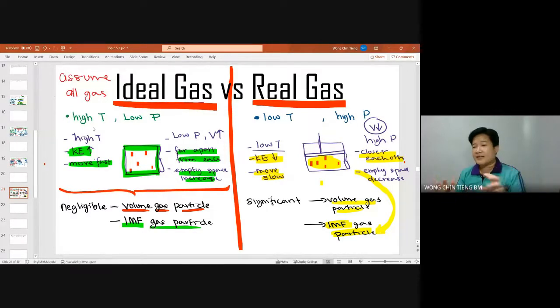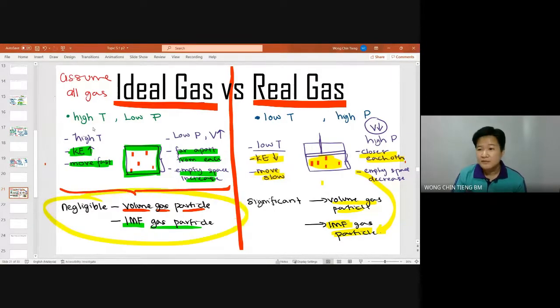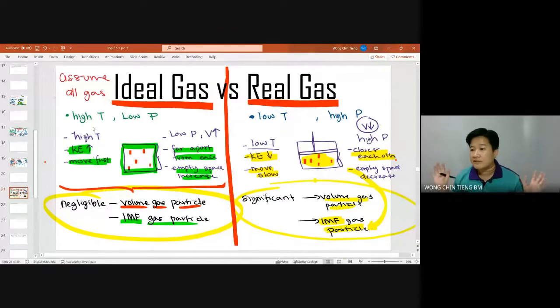That's it. Semua benda pasal ideal gas dengan real gas hanya adalah the two conditions: what happened to your pressure and what happened to your temperature. And then the things that you want to discuss, everybody rasa ideal gas dengan real gas susah sangat, padahal benda yang nak bincang ni je: apa yang negligible, apa yang significant. That's it. Alright, tak ada benda lain. Okay? And, are we done? Are we okay? Alright.